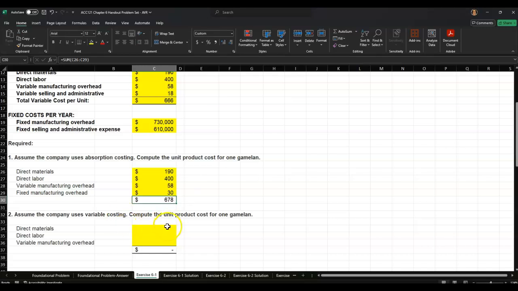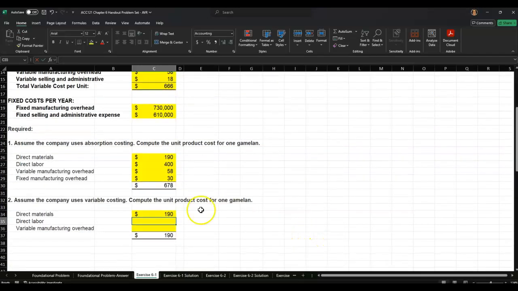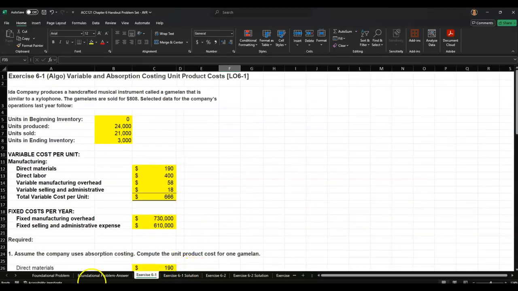All right, when we're using that variable costing system, all we're doing is picking up the materials, labor, and that variable manufacturing overhead for cost of goods sold. So again, don't grab hold of that variable selling and administrative expense when they ask you about product cost. Okay, so that one is pretty easy to do.